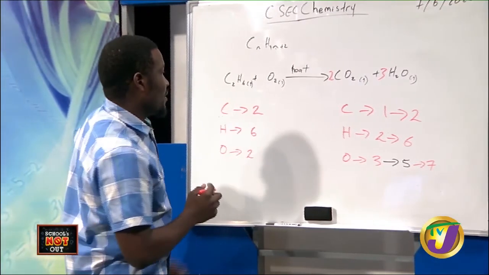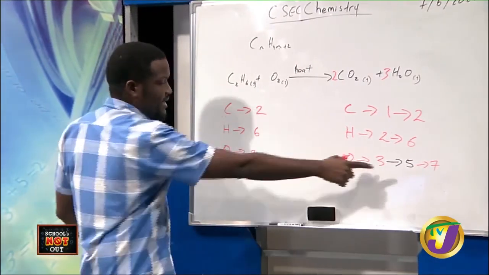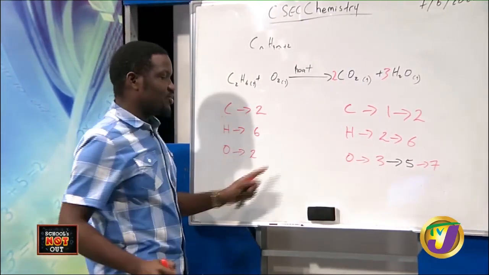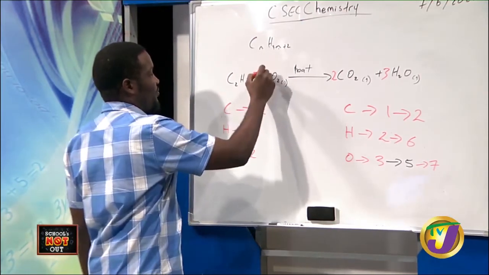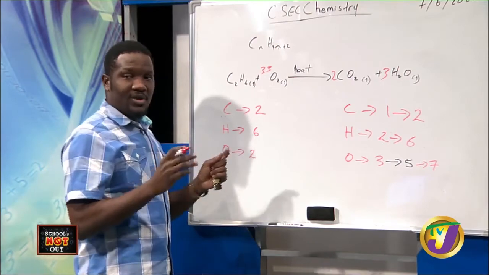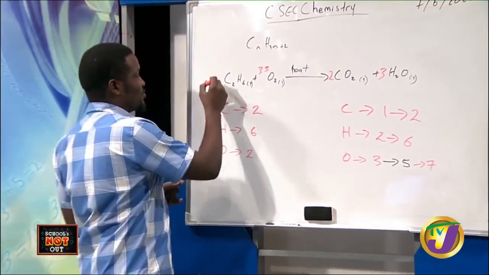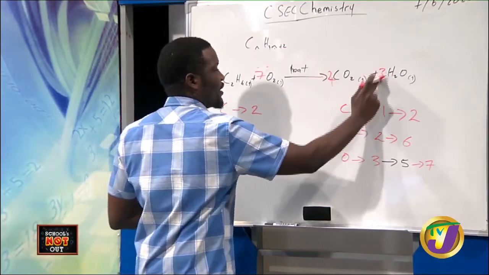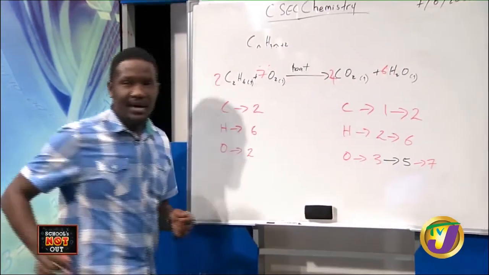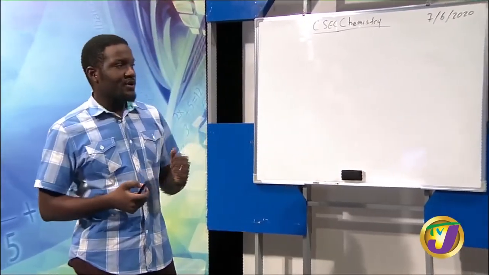All right. So now, 7 oxygen, 2 oxygen. How do you change 2 to 7? You multiply by 3.5. So 3.5. And all you do, you times everything by 2. So you get 2, 7, 4, and 6. All right. So let's move on to our next one.